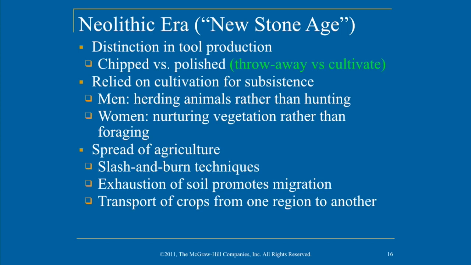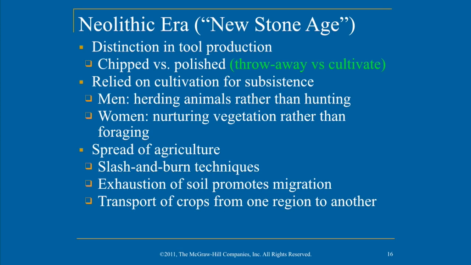Then we get to the Neolithic era, or the New Stone Age. There's a big distinction in tool production that happens here. It's chipped versus polished. Now the reason this is special is that there's a difference between throwaway versus cultivate. If you have chipped tools, you are not taking care of the tools that you have. You're using them until they break, and then you maybe get another one. Polished tools, on the other hand, are tools that you are taking a lot of care of, and you're cultivating something such as goods, like agriculture.